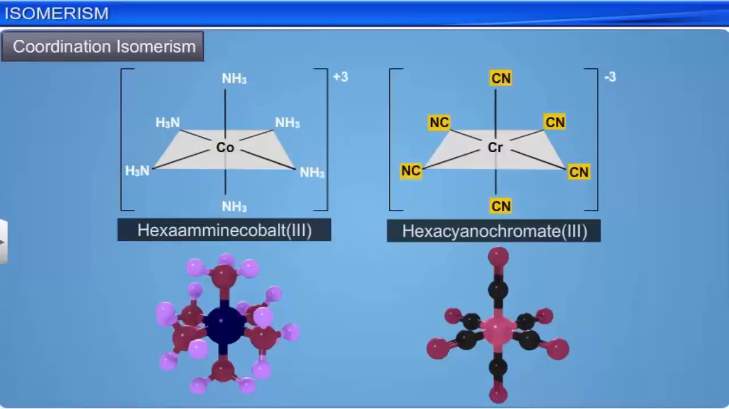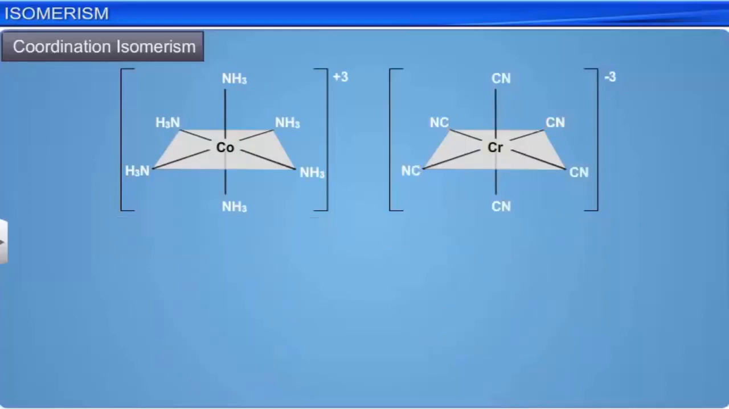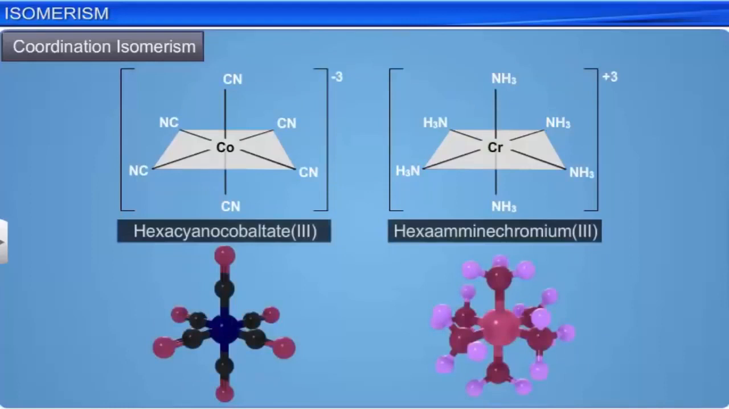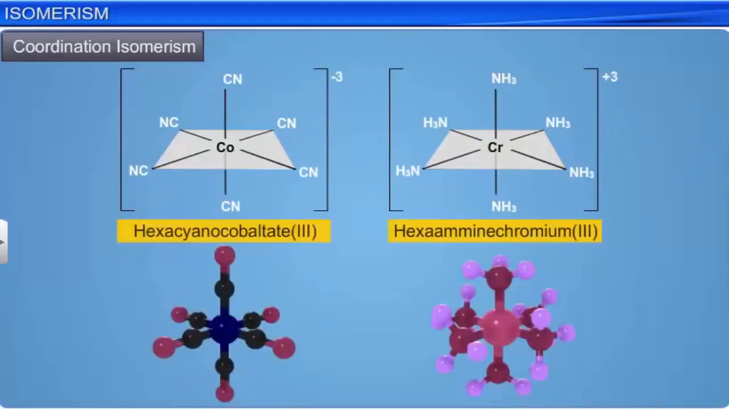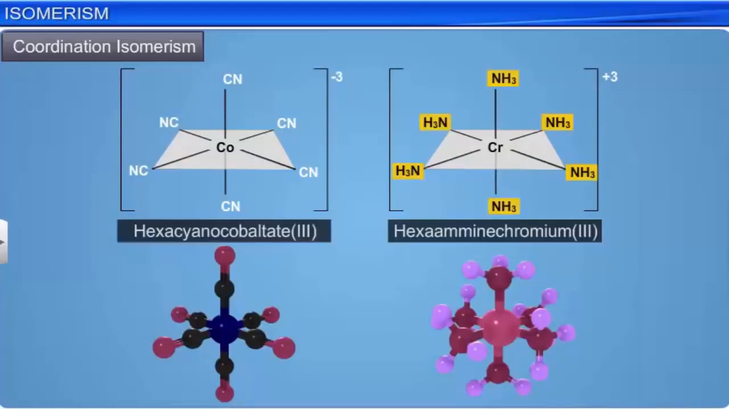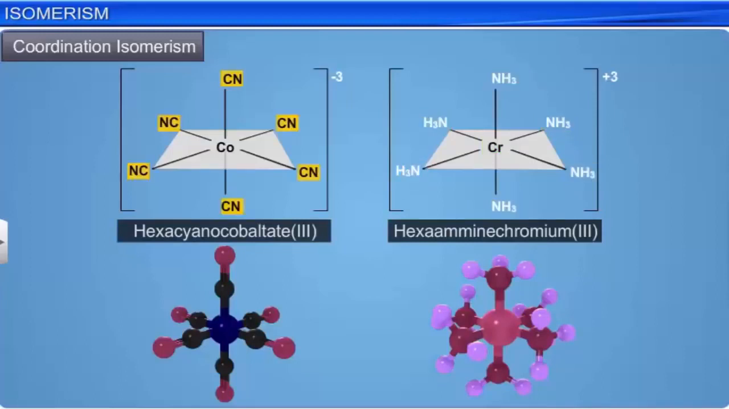In its coordination isomer, hexaamine chromium(III) hexacyanocobaltate(III), the ammonia ligands are bound to the chromium(III), while the cyanide ligands are bound to the cobalt(III) ions. Let's now look at stereoisomerism.